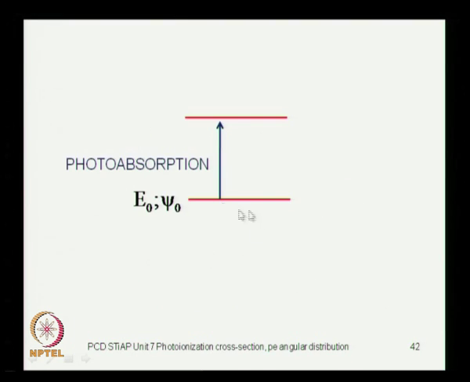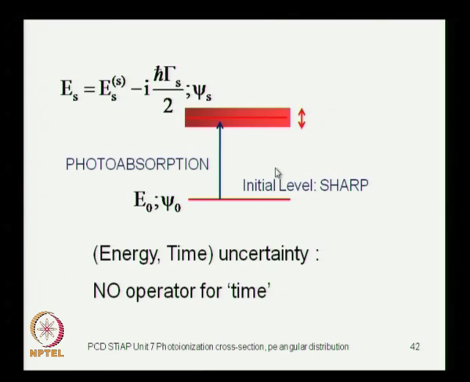So this is what is happening in photoabsorption. You have got a certain initial state, energy E0 and eigenstate represented by psi 0, and the photoabsorption raises it to a certain excited state. Now, the initial level is sharp and the final state will have a certain width. Okay. Now, this is characteristic of the uncertainty principle.